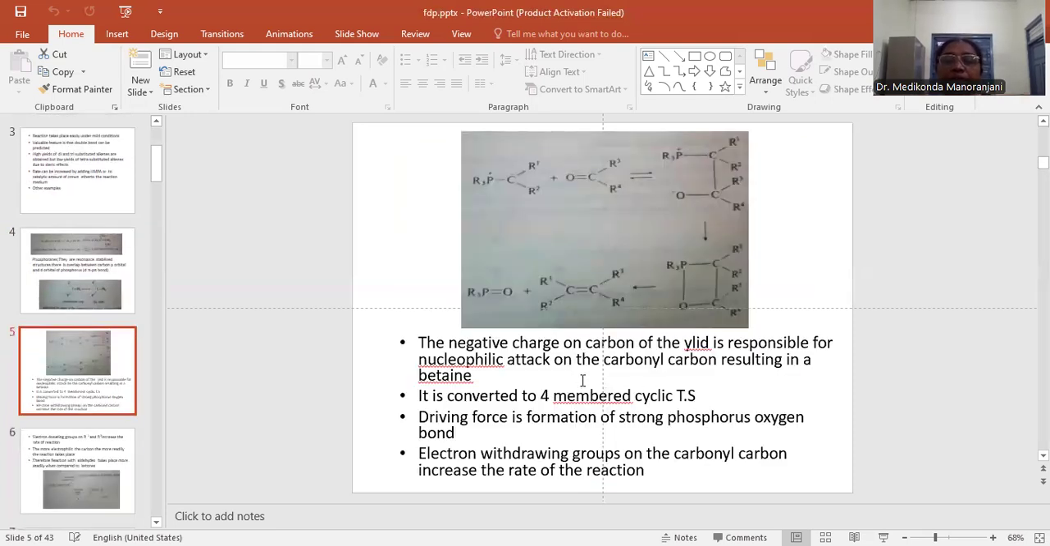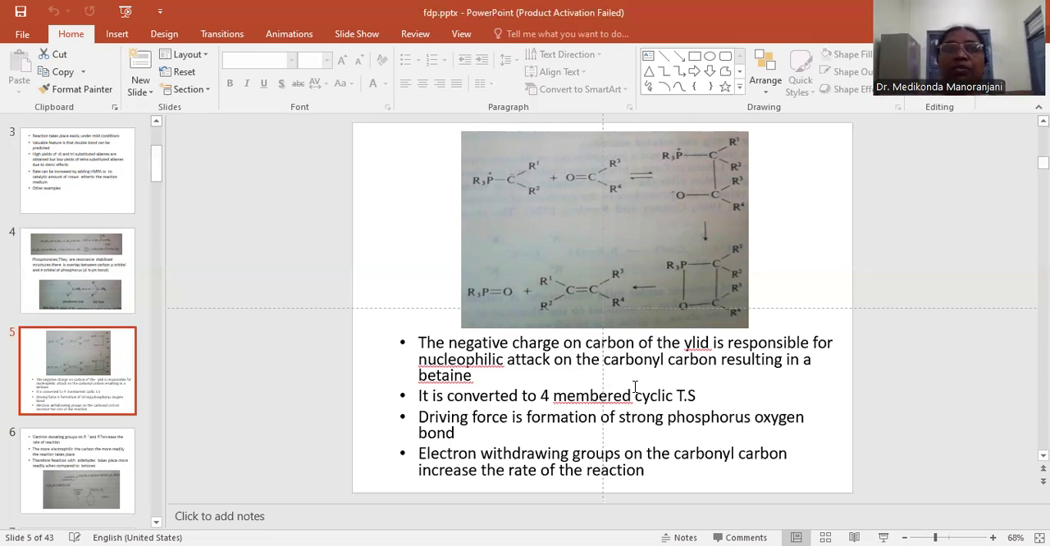The negative charge on the carbon atom of the halide, this one, is responsible for the nucleophilic attack on the carbonyl carbon, resulting in the formation of betaine. It is converted into a four-membered cyclic transition state. The driving force is the formation of the strong phosphorus-oxygen bond.